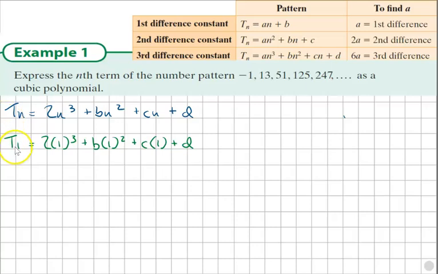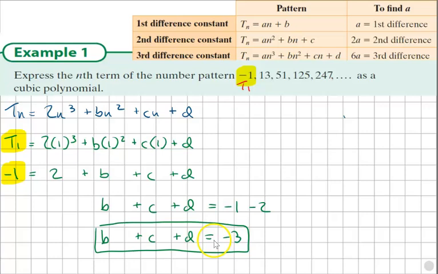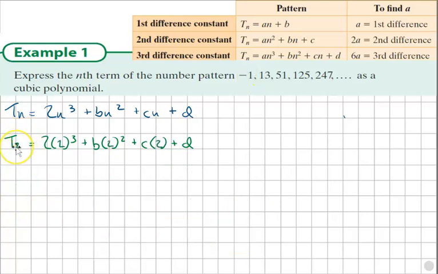So for T1, we're going to replace each of the n's with 1 inside brackets for term 1. And we know that term 1 is -1, so we replace T1 with -1. 2 times 1 cubed is 2, b times 1 squared is b, c times 1 is c, plus d. Then simplifying, letters to the left, numbers to the right, we get b plus c plus d is equal to -3.